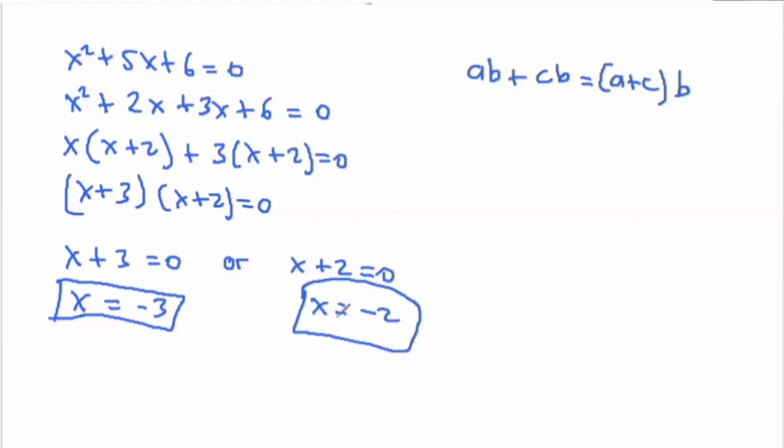What about x is equal to minus 2? Minus 2 squared means minus 2 times minus 2 is equal to 4. 5 times minus 2 is minus 10. 4 minus 10 is equal to minus 6, plus 6 is equal to 0. Then x is equal to minus 2 is a solution of this quadratic equation.